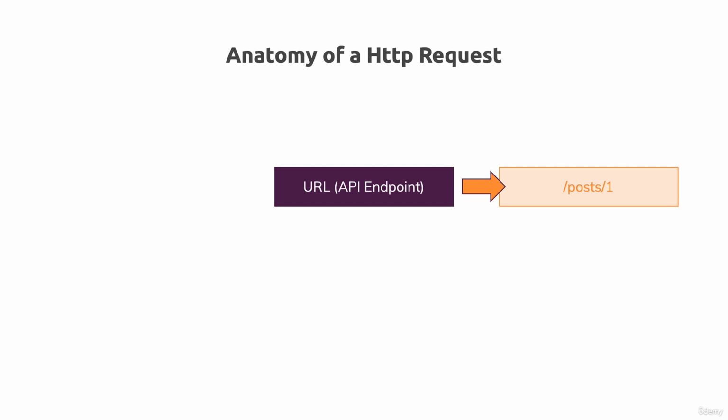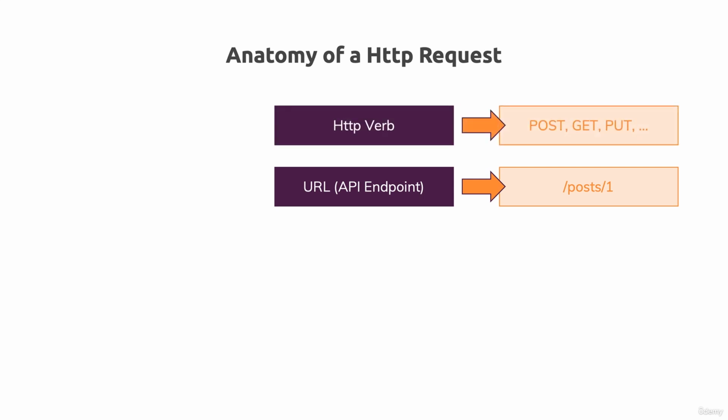However, when communicating with a RESTful API, it's not just about the URL, but also about the HTTP verb you're using. Something like post, get, put. This defines which kind of request you want to send to that endpoint. Do you want to store new data? Do you want to fetch data? Do you want to replace existing data? The HTTP verb makes that clear.